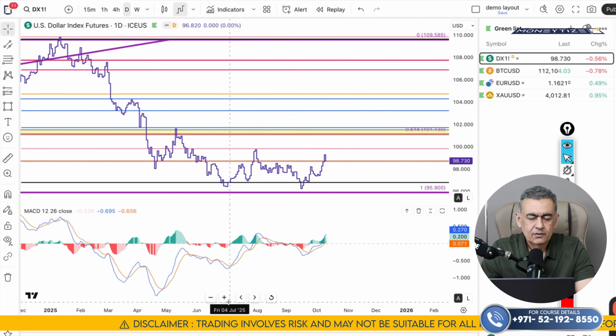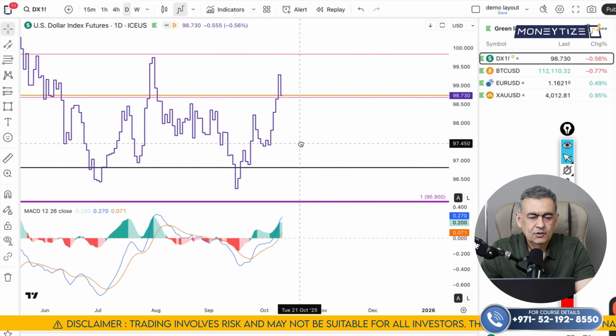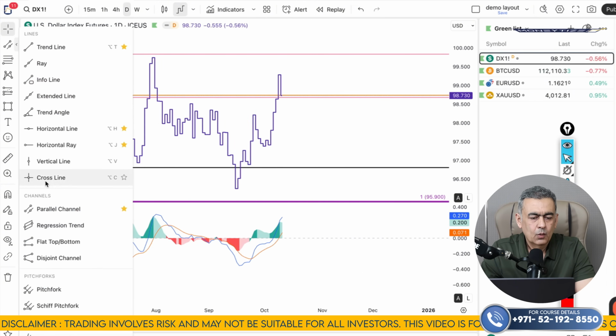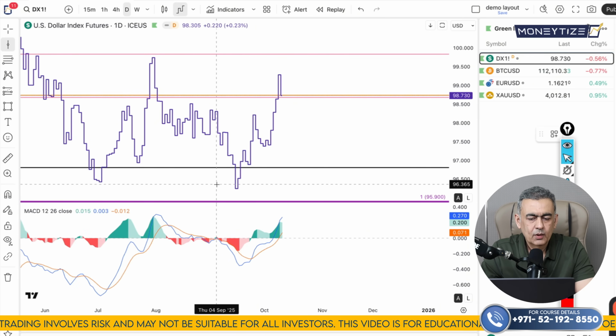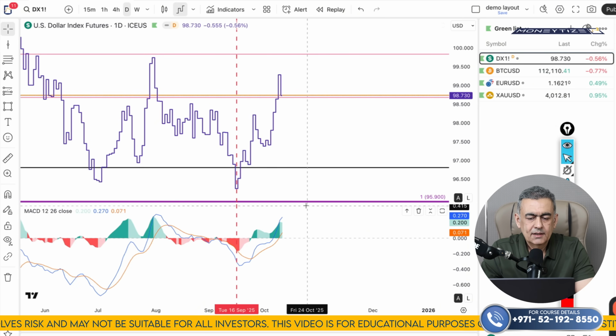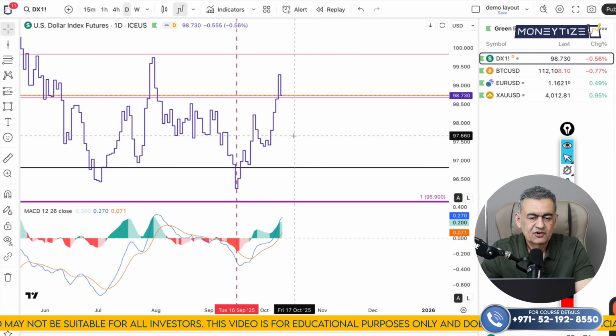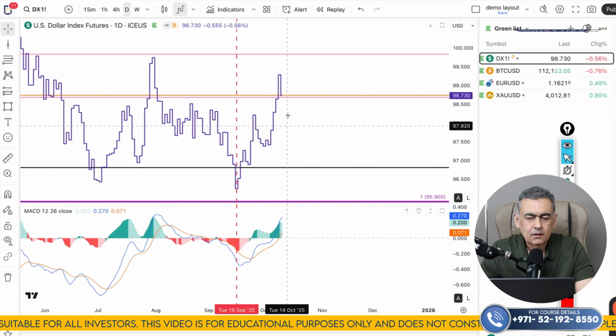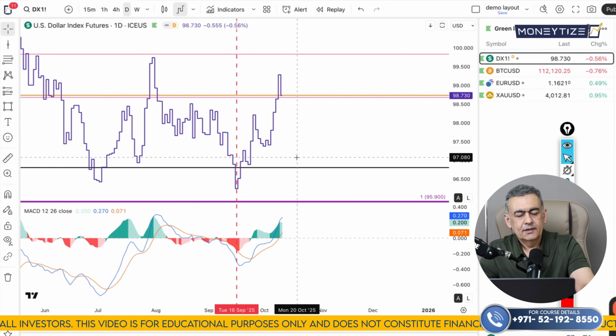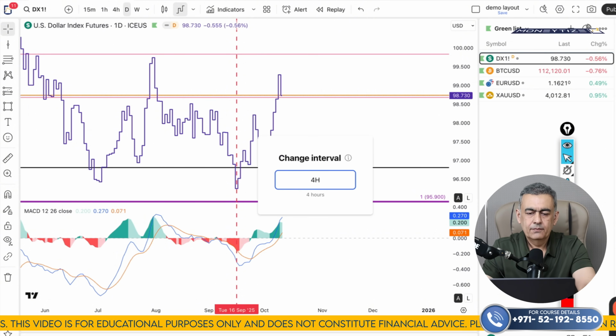Now, since we have a new low here, I'm going to put a vertical line here, and I cannot apply extension in the bullish direction. The reason being, the cycle is not yet completed. Now I'll be switching to 4H.